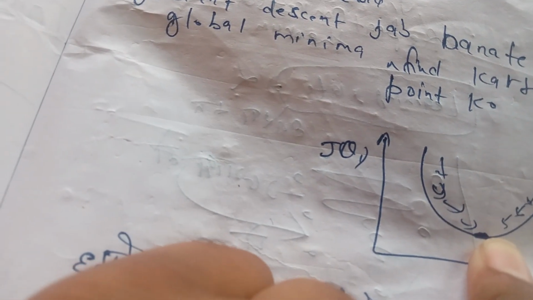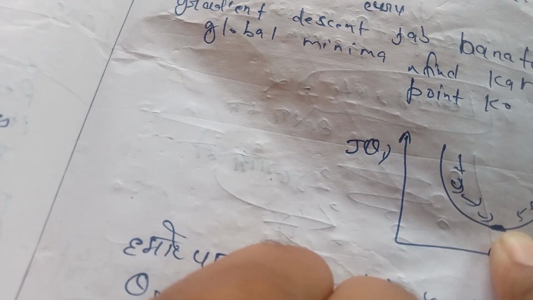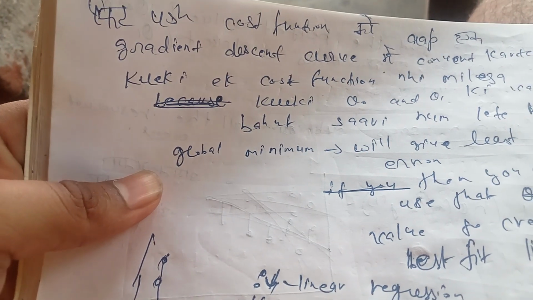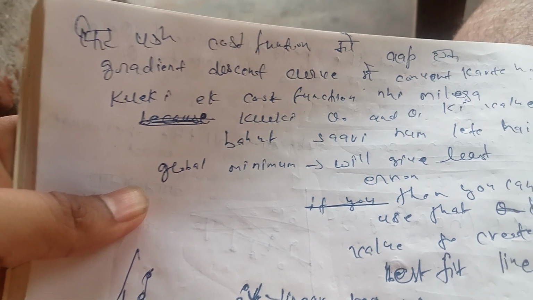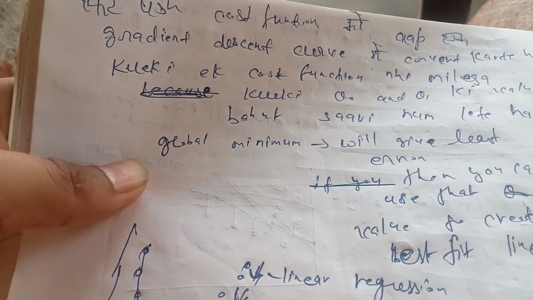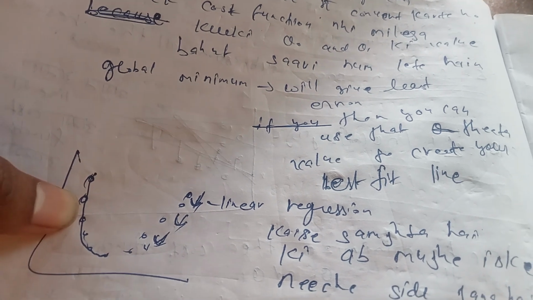This one will give the least error. Okay, here you can see we are just changing the value of theta 0 and theta 1, and then we reach the global minima. The aim is to reach near the global minima, and we have to change the theta 0 and theta 1 values until we reach the global minima. और फिर उस कॉस्ट फंक्शन को आप एक ग्रेडियंट डिसेंट कर्व में कन्वर्ट करते हो, क्योंकि एक कॉस्ट फंक्शन नहीं मिलेगा, क्योंकि थीटा 0 और थीटा 1 की वैल्यू बहुत सारी हम लेते हैं। And global minima will give the least error, then you can use that theta value to create your best fit line.